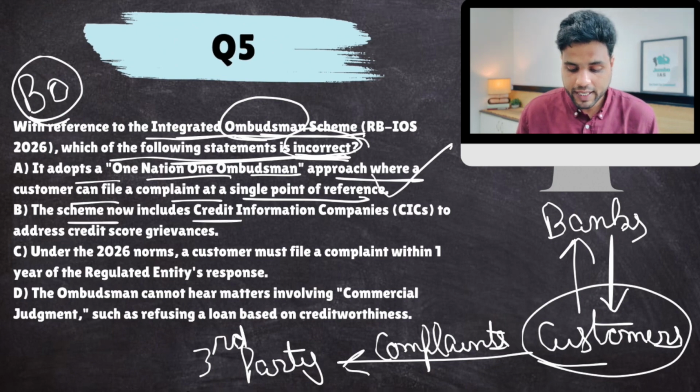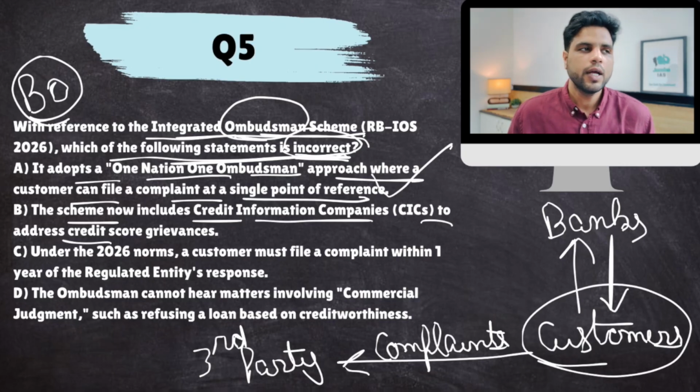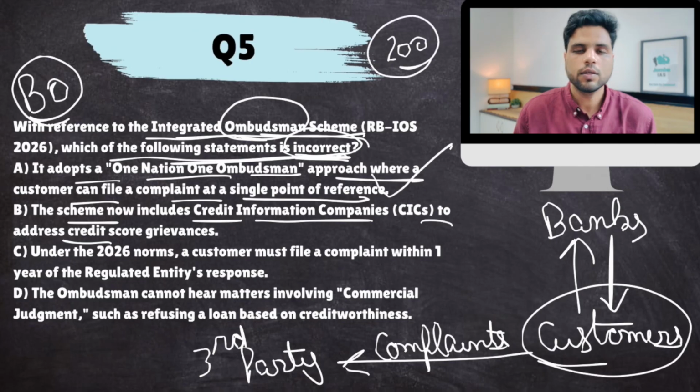The scheme now includes credit information companies to address credit score grievances. So, for example, your credit score is 200, and that is why no bank is ready to loan money to you. But in your entire life, you have never defaulted on any loan. So your complaint is, why is my credit score so low? This is unfair. So you can file these complaints with the ombudsman as well.